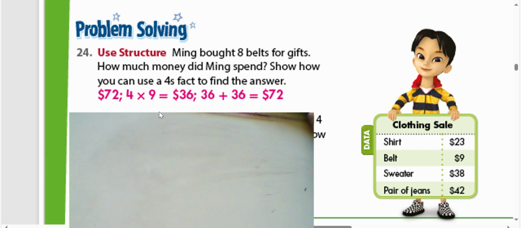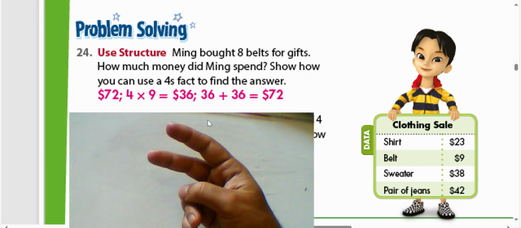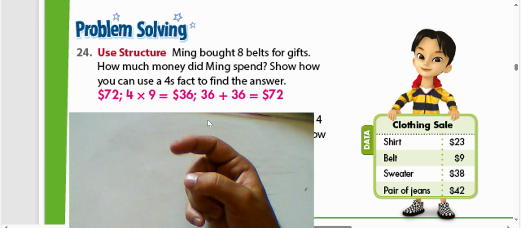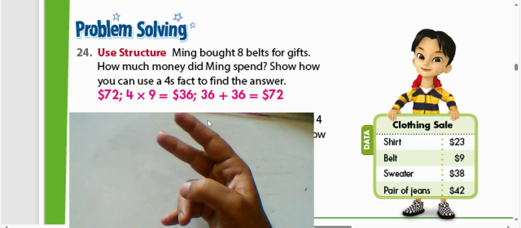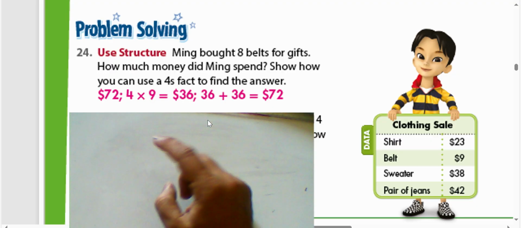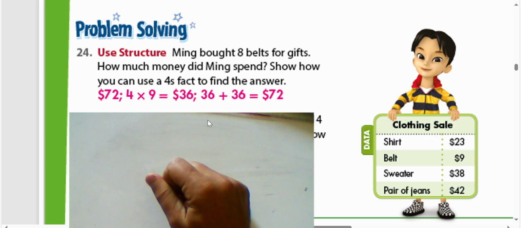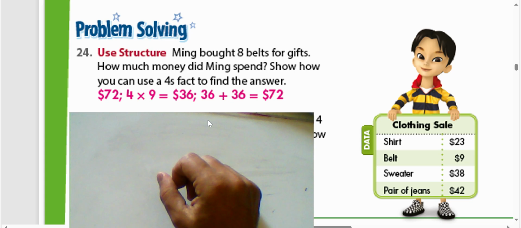We can find the total price for the 8 belts. The price of one belt is 9. 4 times 9 equals 36. And he gave me this information: how much money did Ming spend? Show you can use a fourth fact to find the result. We can write 4 times 9. 4 times 9 is 36.